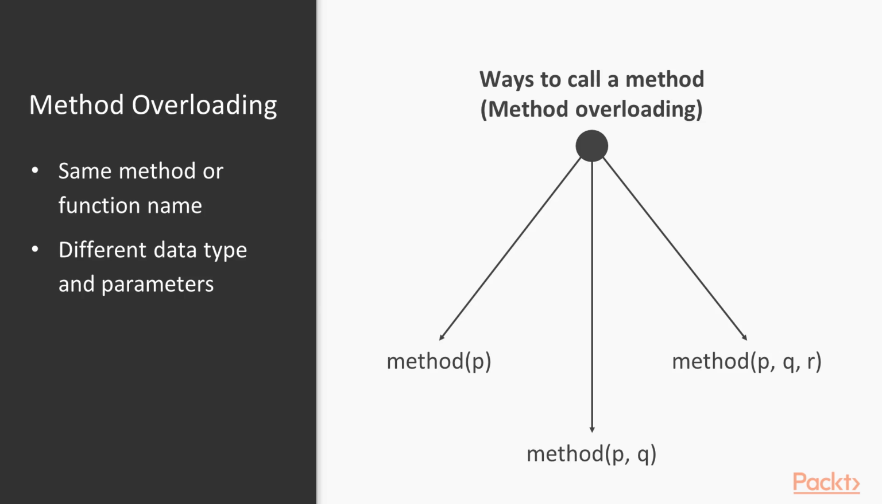The methods or functions may have the same name, but they perform different functions according to the context in which they are called. You can look at the diagram and understand how a method can have different parameters to have different results. You will have a clearer understanding once we take a sample program.